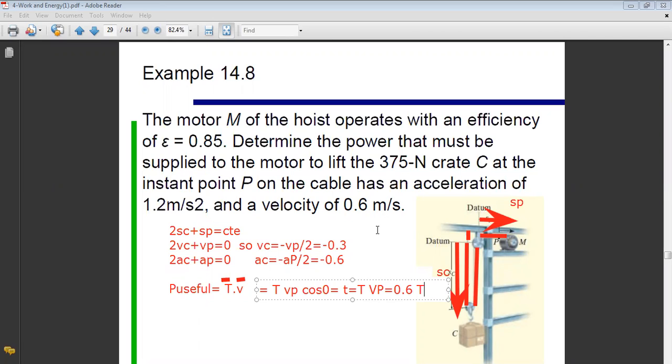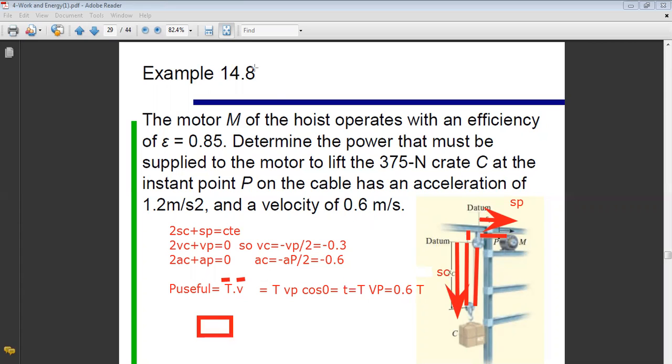Okay? Now, in order to continue, we should find T. And to calculate the useful power, we should be able to calculate what is the tension in the cable. Who will tell me how we will calculate the tension in the cable? What should we do? And use the second law of Newton. Yes, of course. For what we will use the second law of Newton? We have the acceleration at C. Very good. So we will take C now. We'll take block C, okay.